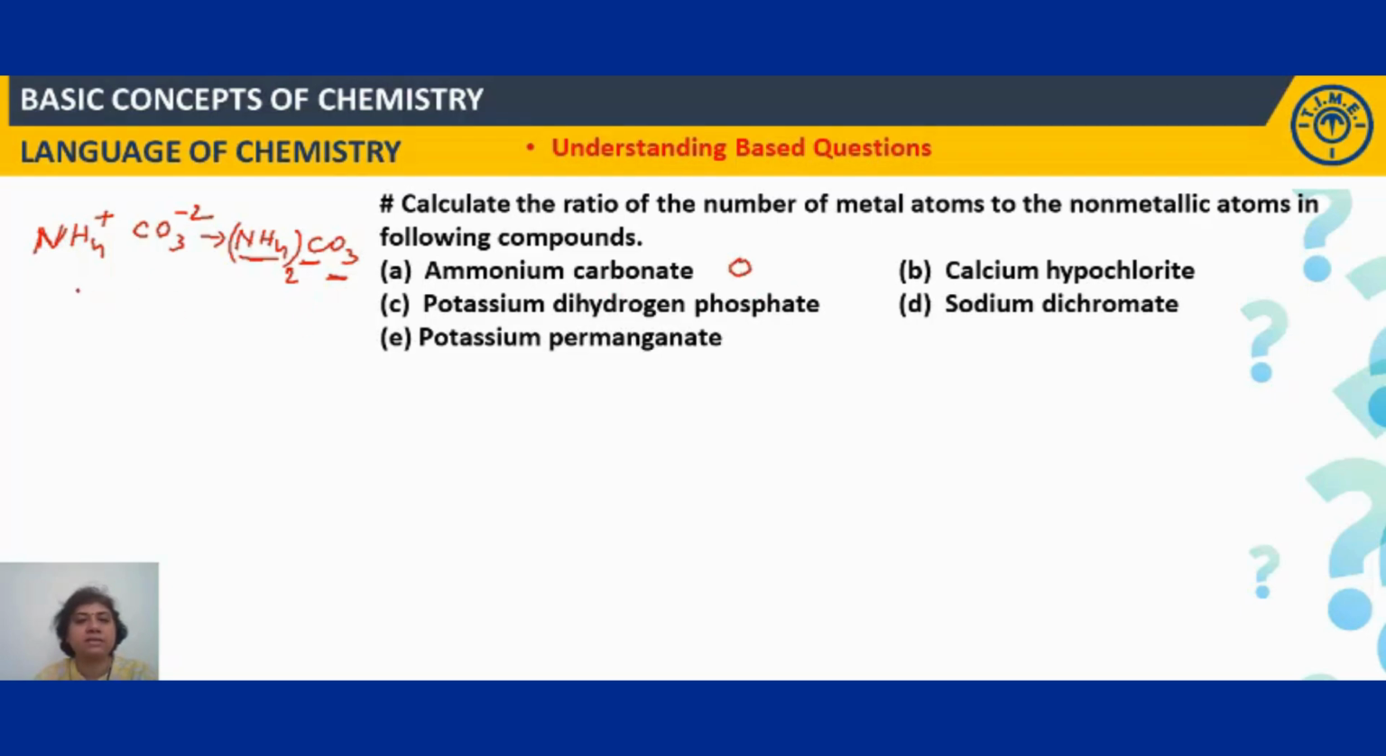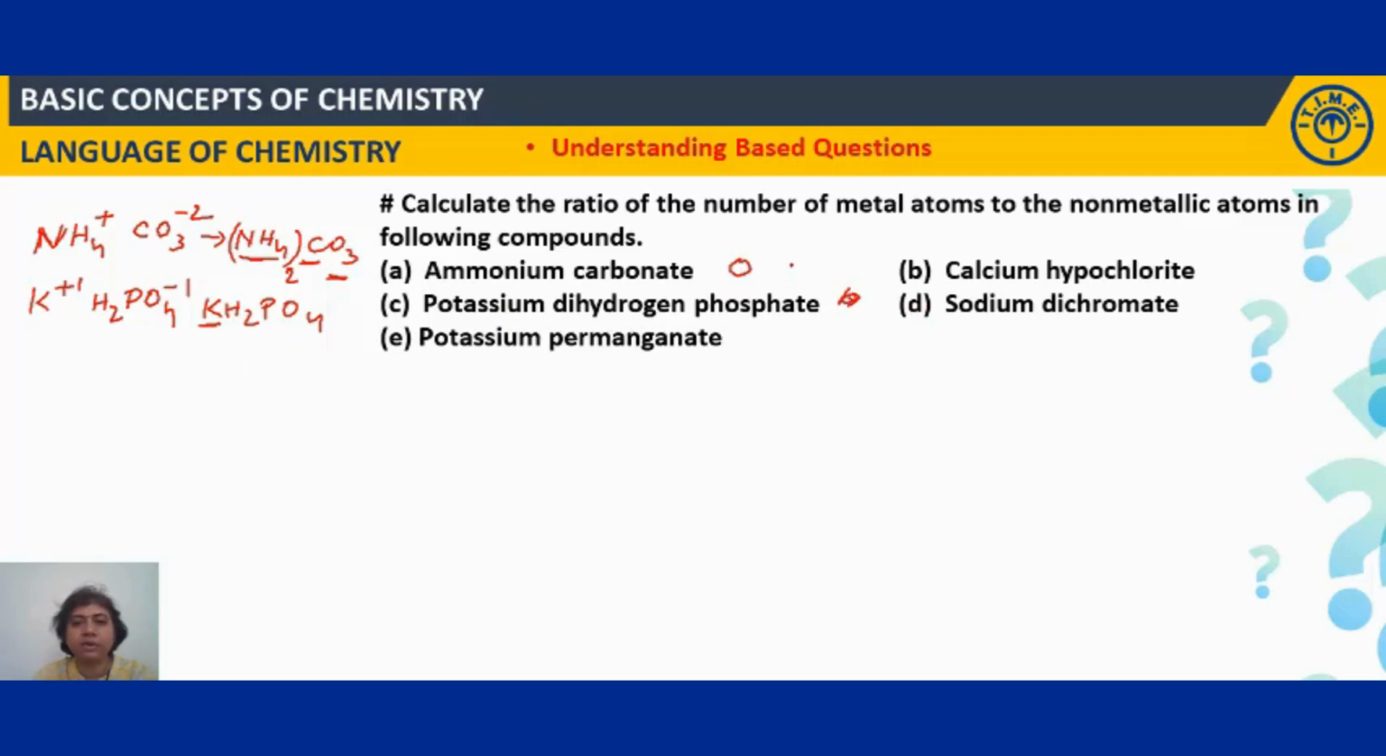Now next is potassium dihydrogen phosphate. Potassium is plus 1, dihydrogen phosphate is H2PO4, and PO4 is minus 3, 2 hydrogen ions are getting attached. So minus 3 plus 2, resultant charge is minus 1. So formula is KH2PO4. Look at the metal atoms, only one metal atom is there. So numerator is 1.